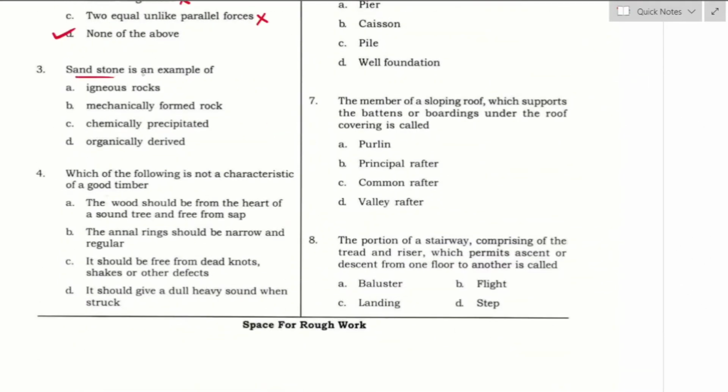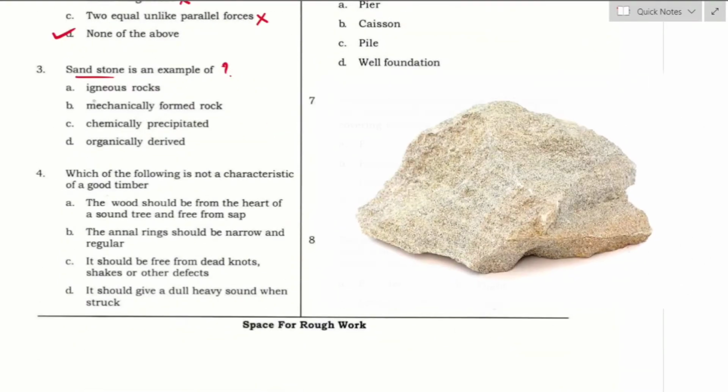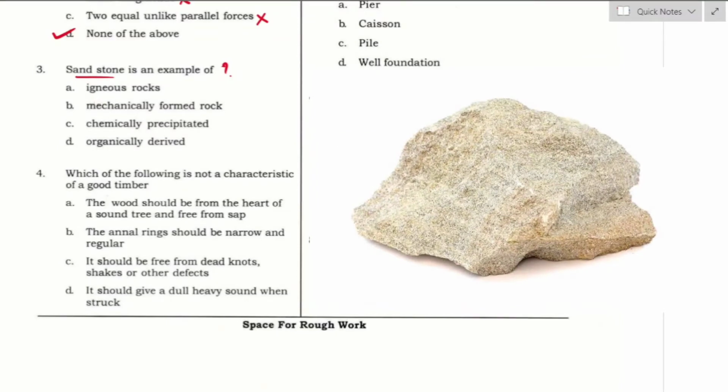Question number 3. Sandstone is an example for sedimentary rocks. Sandstone is made up of grains of sand. Sedimentary rocks are formed by the deposition, sedimentation and modification of the sediments over a longer period of time. So none of the options are matching. So this was declared as grace marks during this exam.